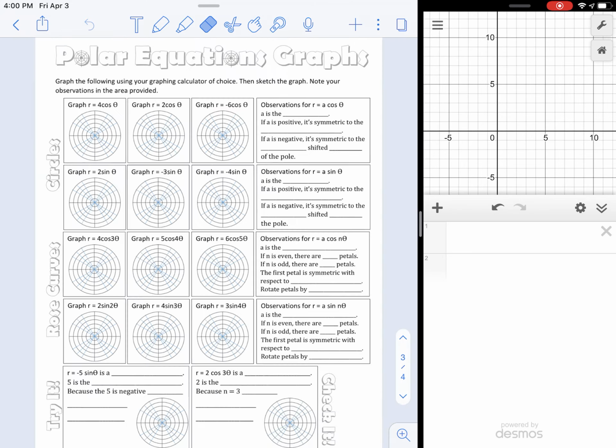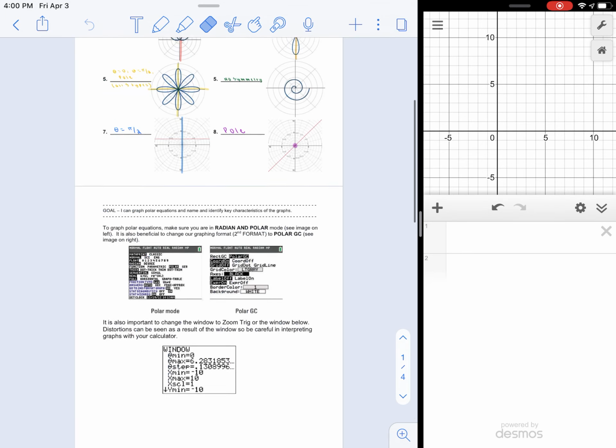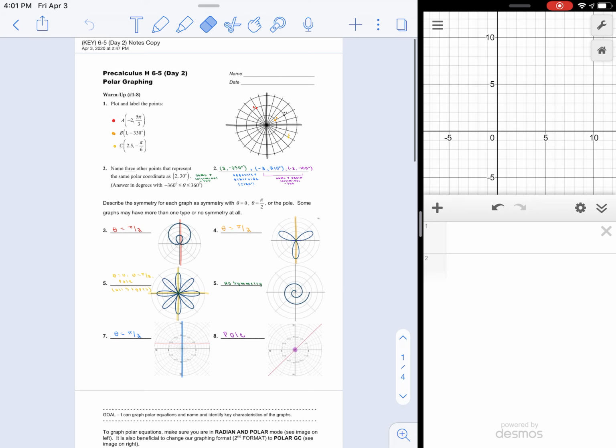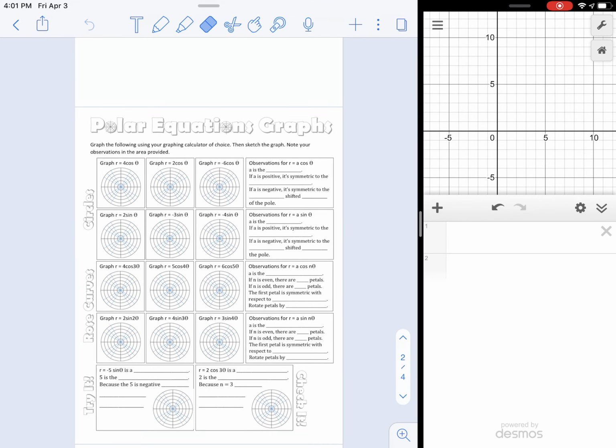Now, your homework for tonight is going to be to complete these last 2 pages and submit this entire completed note sheet to me through Schoology. So in order to complete these last 2 pages, you need to know how to graph polar equations using Desmos.